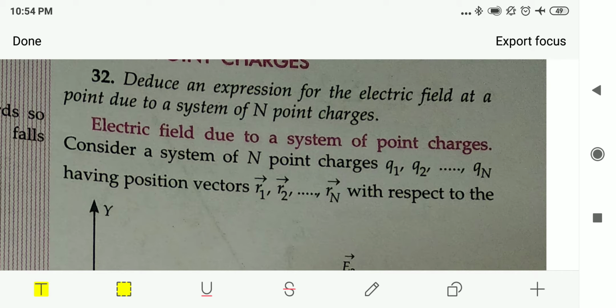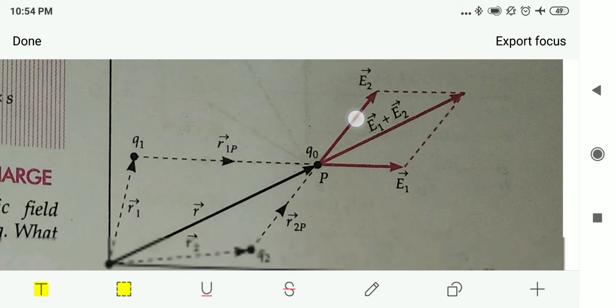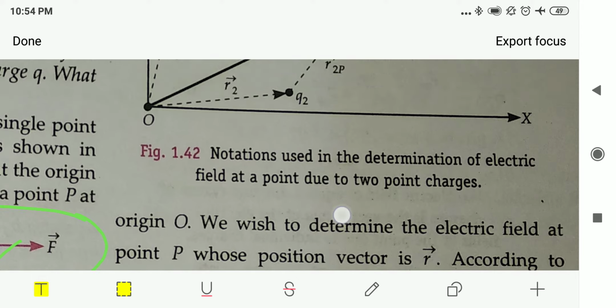Consider a system of n point charges. In this we are having n point charges, that is q1, q2 up to qn, having position vectors r1, r2 and so on up to rn with respect to the origin O. You can understand from the diagram.